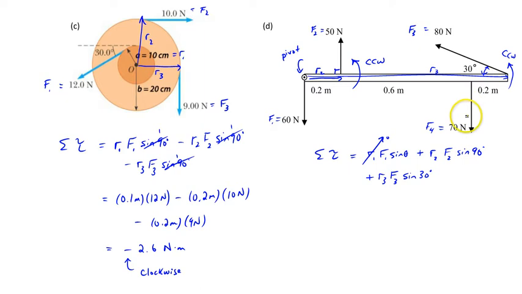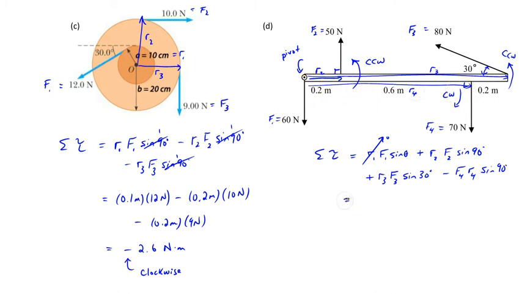Lastly, we have the torque produced by force 4, which is causing it to go clockwise, and that's our negative torque. So we have force 4 multiplied by R4 multiplied by the sine. In this case, it's going to be 90 degrees. And the distance for R4 is going to be from the pivot point over to here. That's R4. If you look at that, that's 0.2 plus 0.6. It's going to be 0.8 meters.